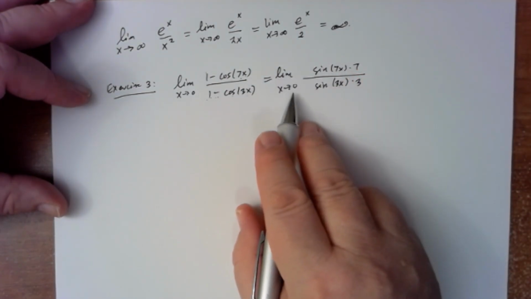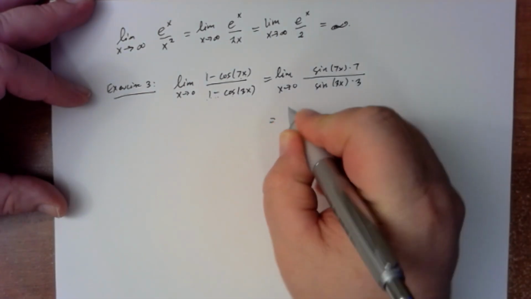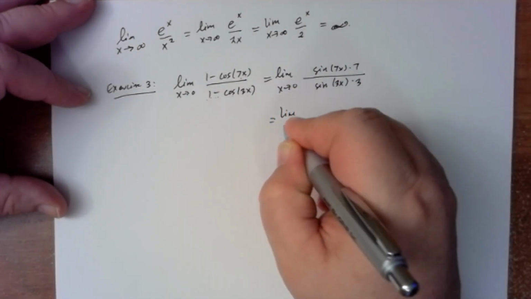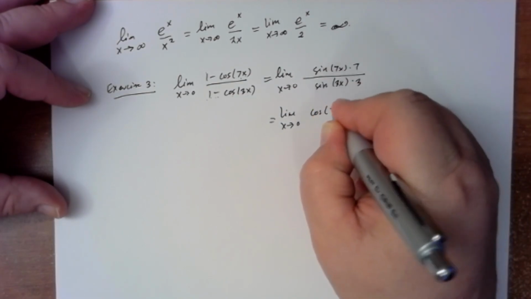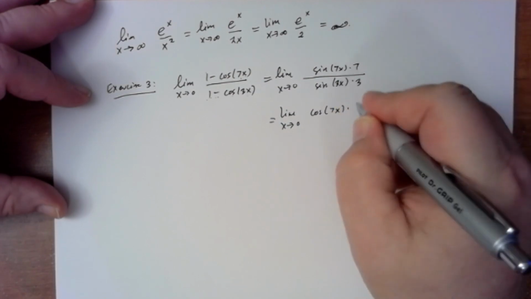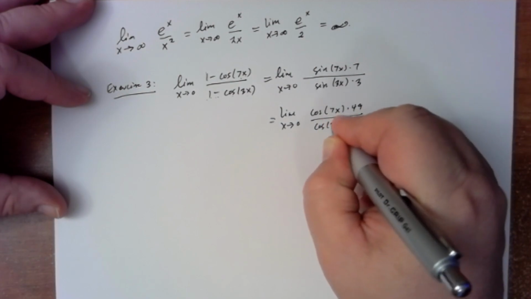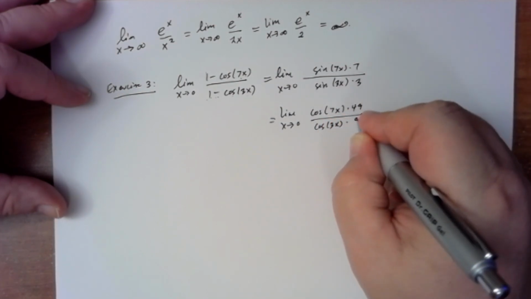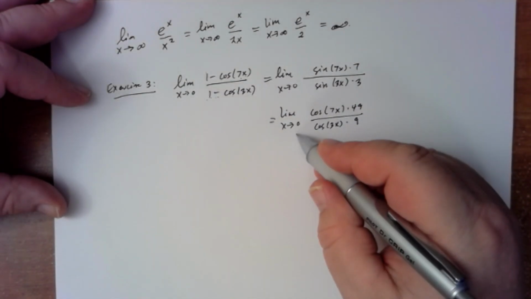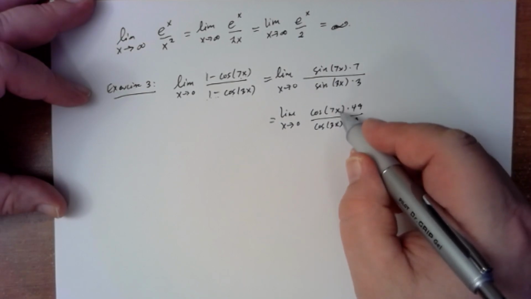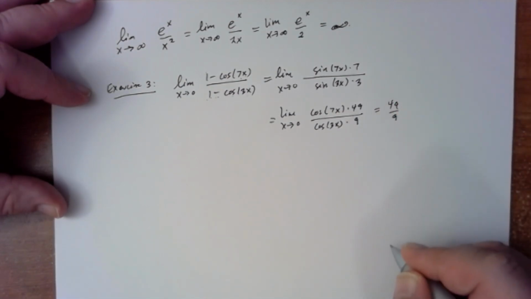Good. Now when I take the limit as x approaches 0, I do have 0 divided by 0, right? So I can apply L'Hopital one more time and see what happens. Derivative of the sine is cosine. And then I'll have cosine of 7x times another 7, so that'll be 49, divided by cosine of 3x times 3 squared, which is 9. Good. And now when I put in x equals 0, I get cosine of 0 and cosine of 0, which is 1 and 1, so that's going to be 49 over 9.